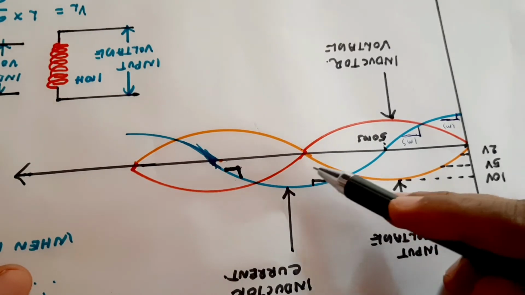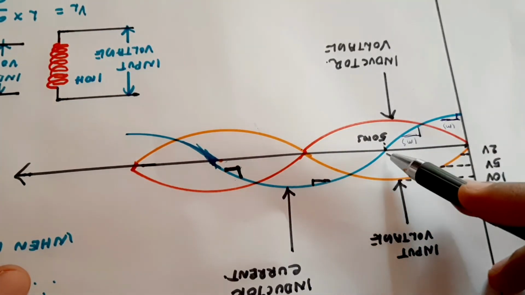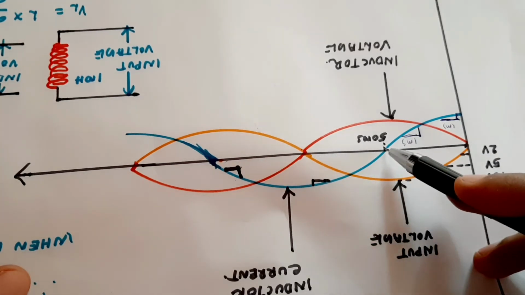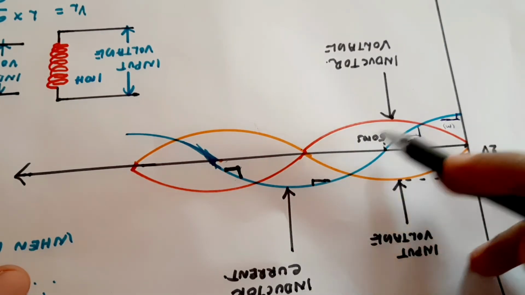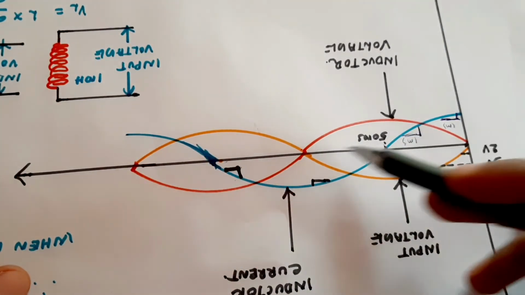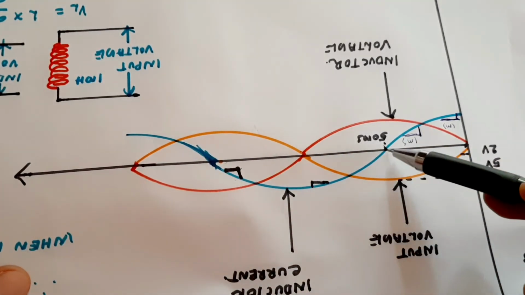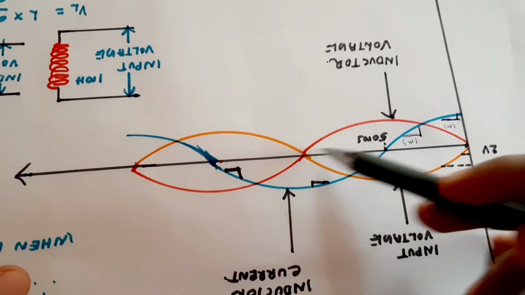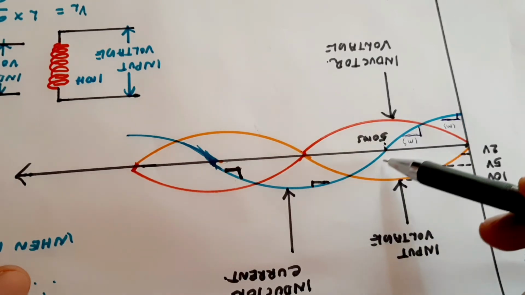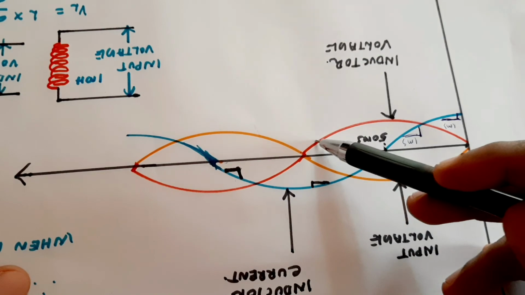If we turn it like this, now we can see that the inductor current is lagging the inductor voltage by 90 degrees. 90 degrees means this is 360 degrees, and this is 270, this is 180, this is 90. That means it is 180 and this is 90. This is lagged by 90. That is why the inductor current is lagging the inductor voltage.